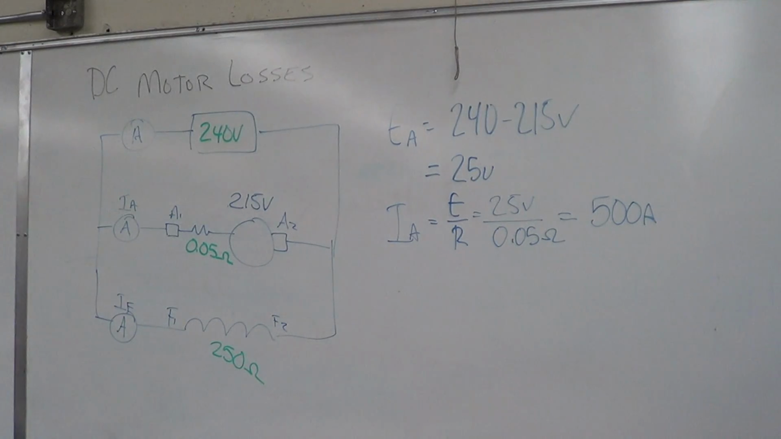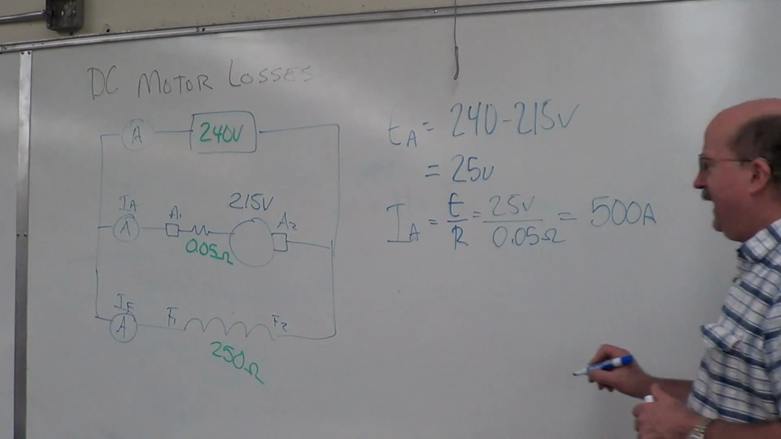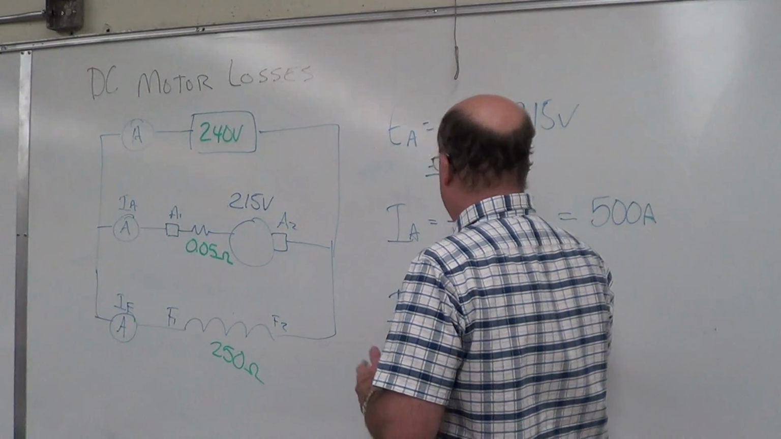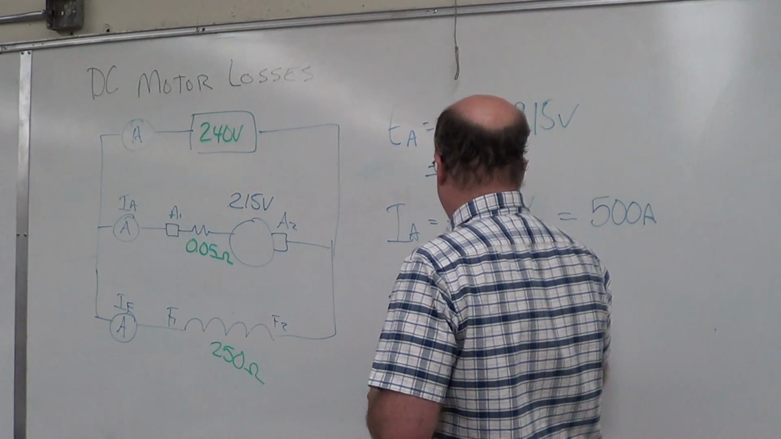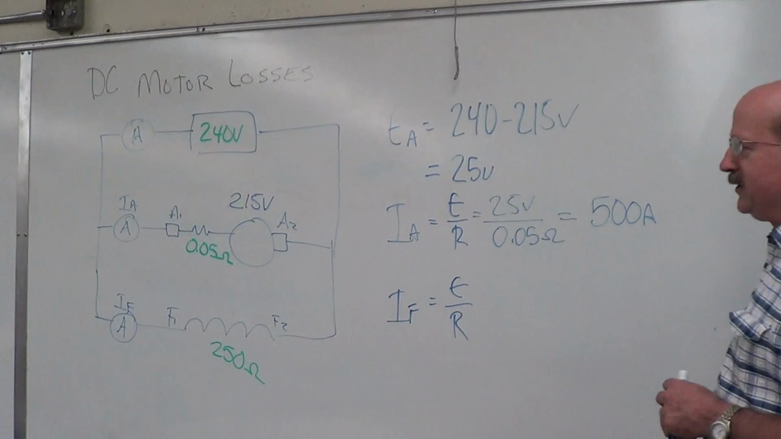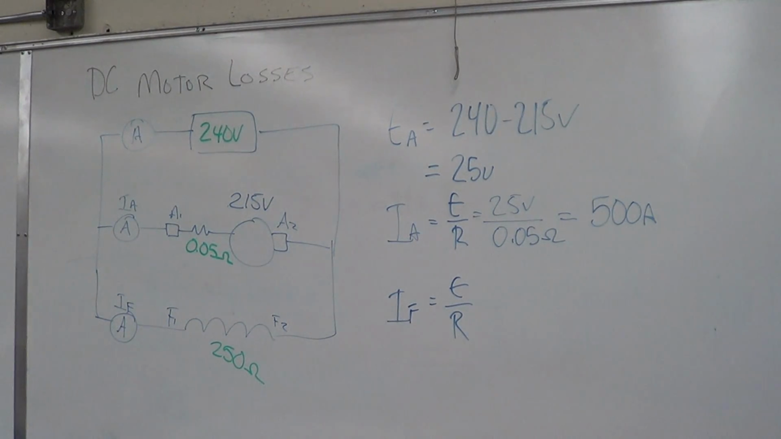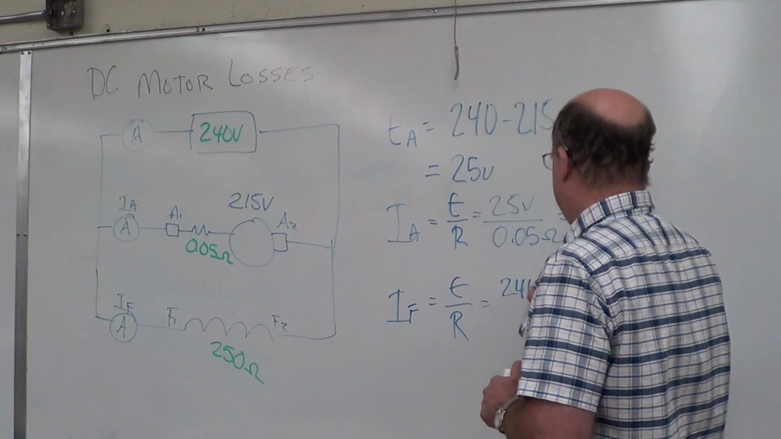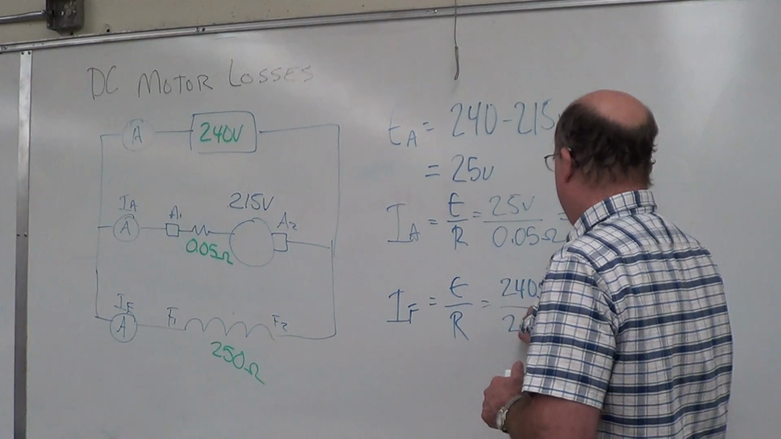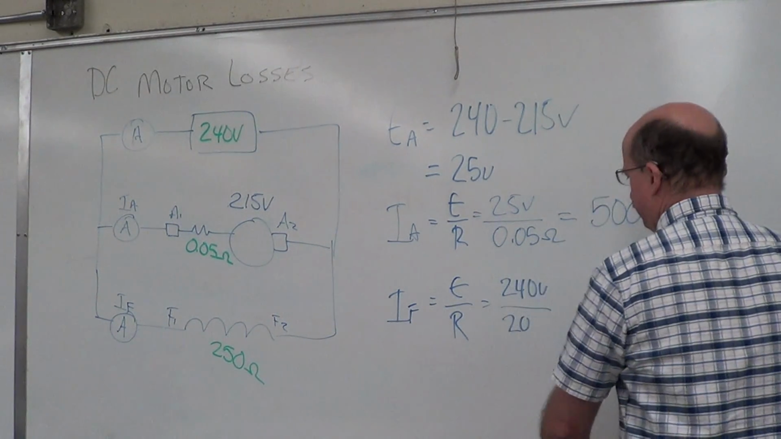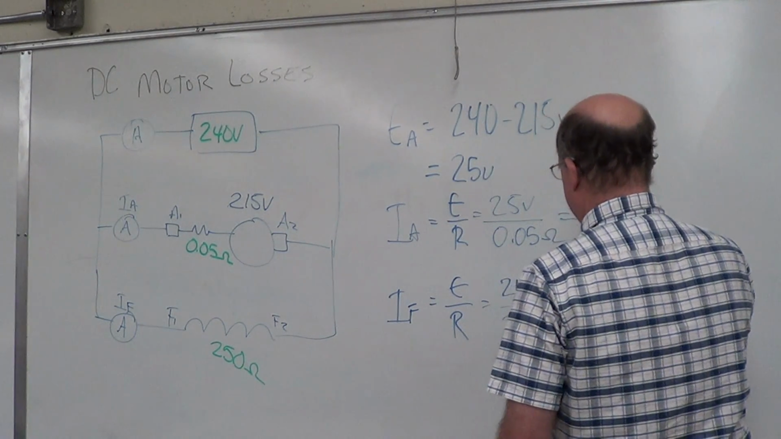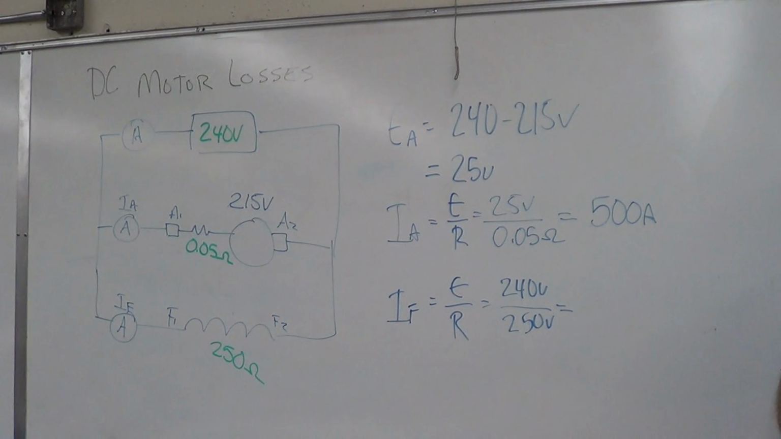Shunt field, IF. Again, E over R. What E are we using at this point? 240 volts, divided by 250. What do we have for a current? 0.96.